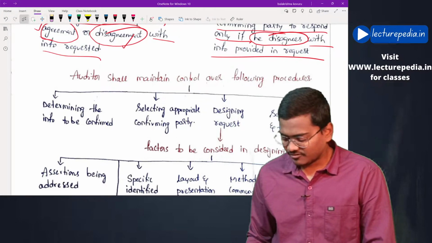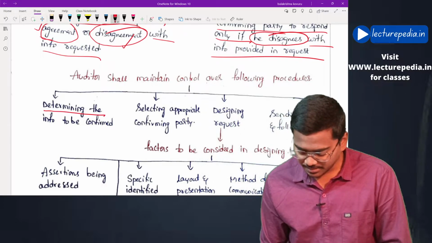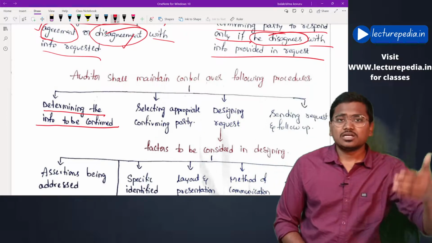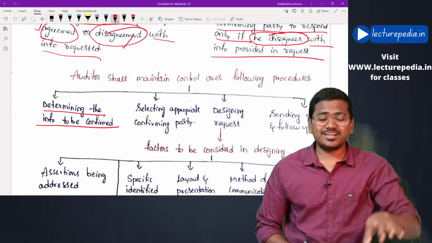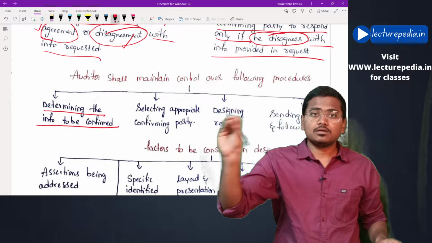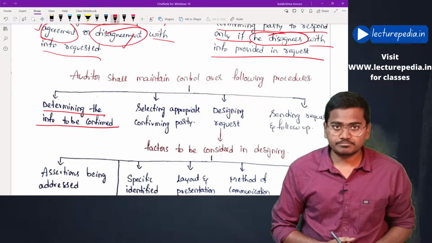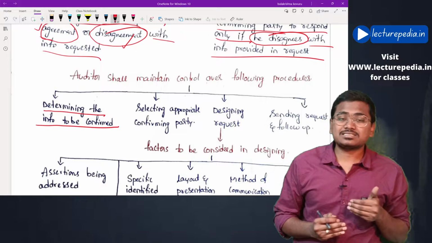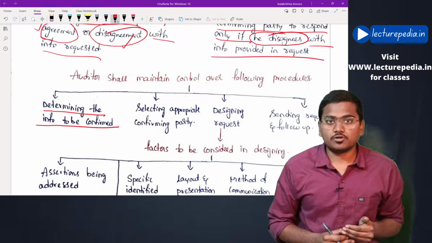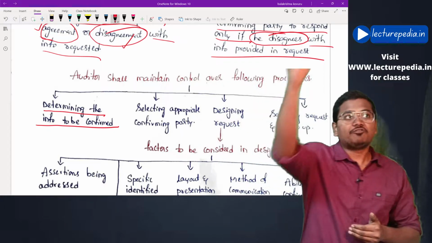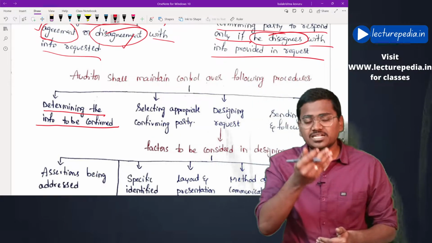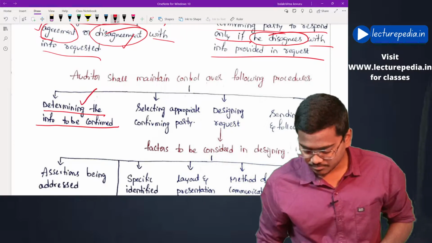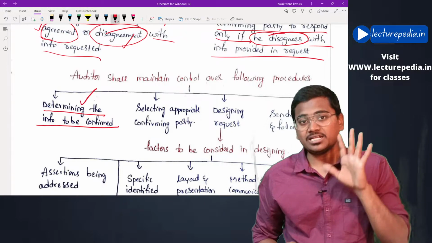Let us see. First of all, determining the information to be confirmed. Let's say there are some 100 debtors. Of these 100 debtors, to whom the request has to be sent, this has to be determined by the auditor himself. This task has to be performed by the auditor himself. He should not rely on management for determining to whom the request has to be sent. On this process the auditor needs to maintain control.